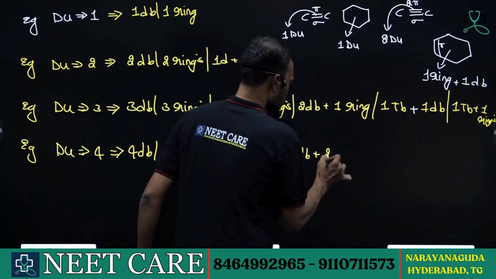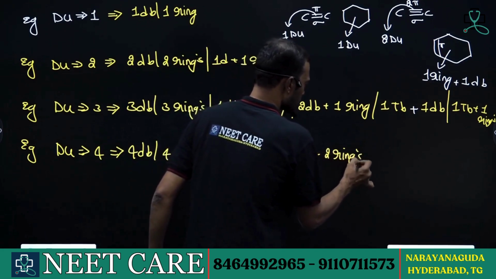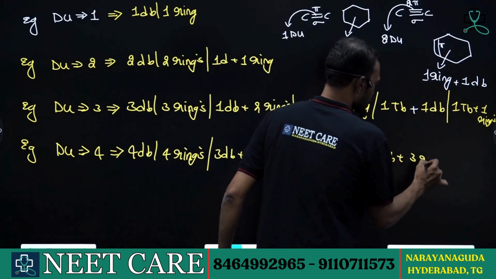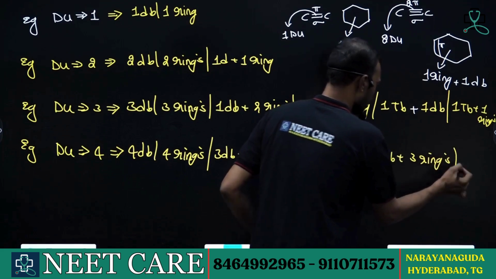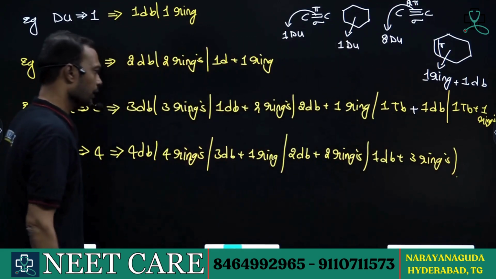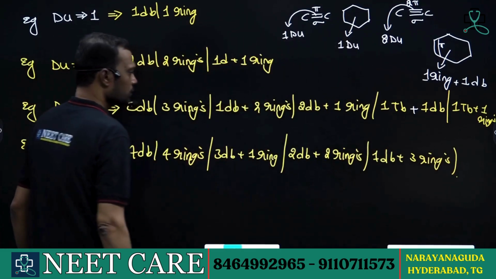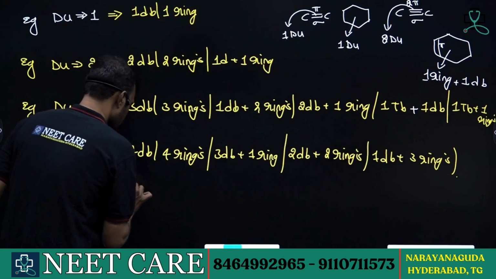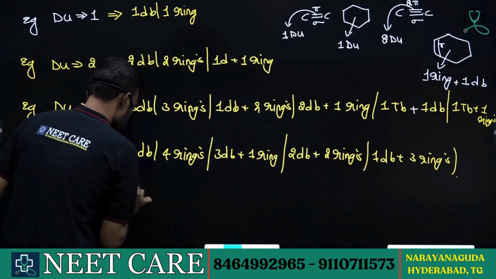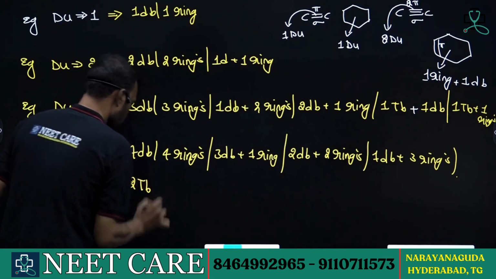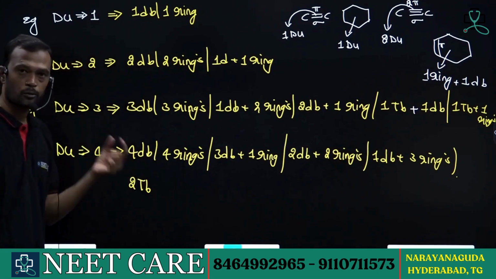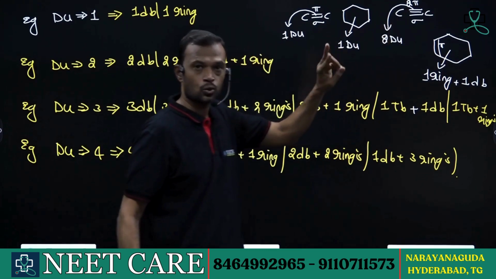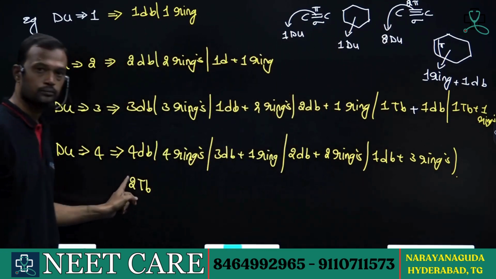2 double bonds, then followed by 2 rings, then 1 double bond, 3 rings. Next we can also consider taking a triple bond. Okay, so I can take 2 triple bonds. Every triple bond carries 2 pi, 2 pi means 2 DU, so you will get 4.